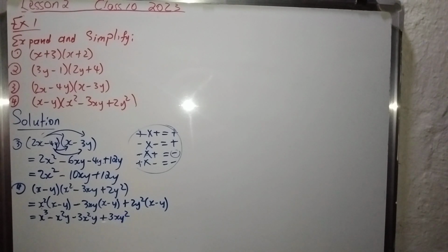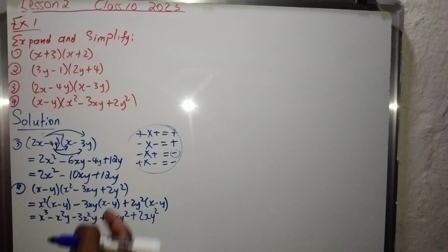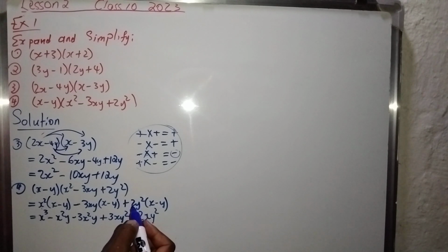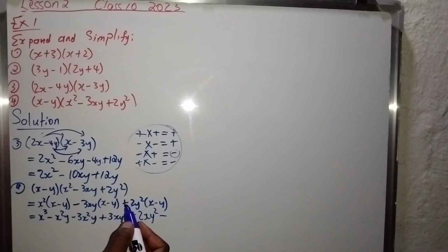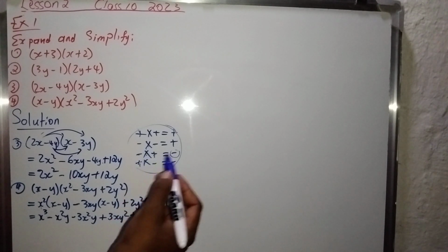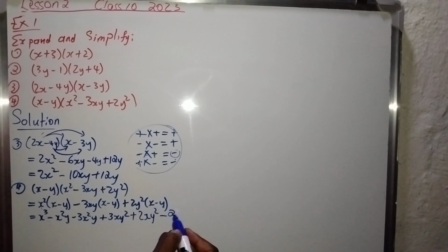3xy squared. And then now we go over to the last term, so it's going to be 2y squared times x, so must be plus 2xy squared. Remember, we name them alphabetically. So then we go to the last one, 2y squared times y. So it's going to be negative because 2 is positive and y is negative. Remember, positive times negative is negative. So it's going to be minus 2y cubed.